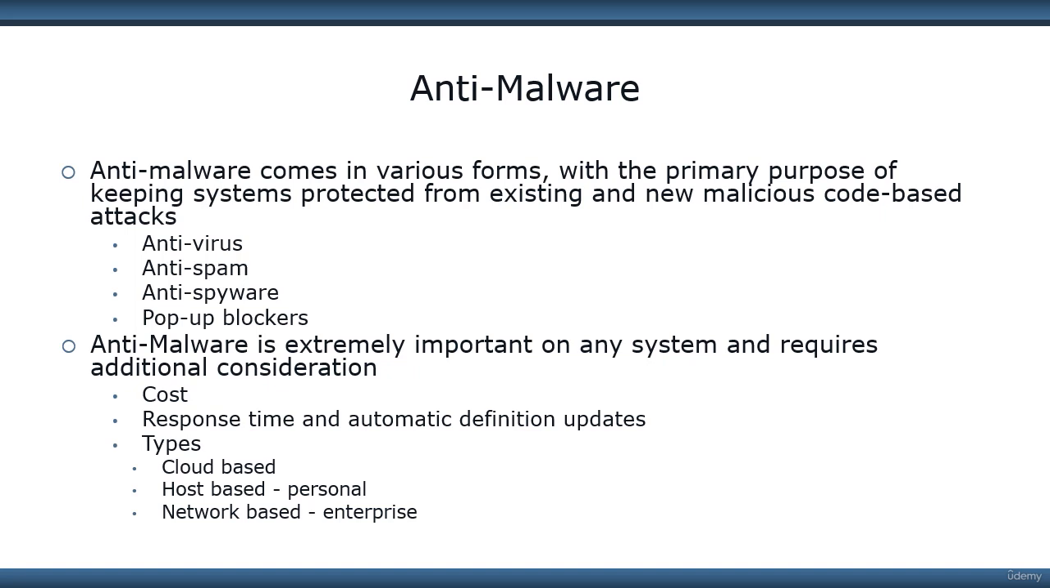Automatic definition updates should be a given, meaning I don't want to have to manually tell my antivirus software to go out and update the virus definitions. It should go out and do that on its own. And there are several different types. There are cloud-based antivirus systems. Host-based, which would be personal. I just install it on my computer. It's just scanning that computer. Any updates happen on that particular system. And then enterprise, network-based. The difference is the automatic definition updates and the scans can all be mandated through policies in a network-based AV program.